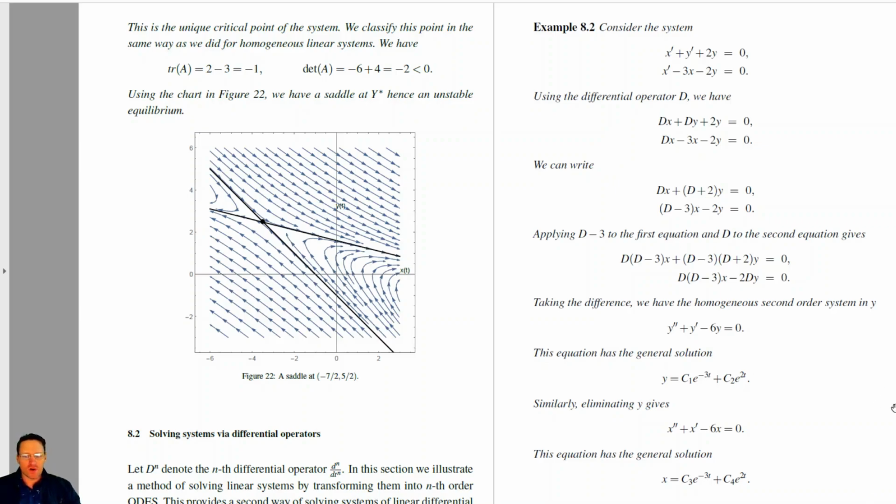Okay, so a similar process, eliminating y up here, will give us an equation in x. Similarly, we expand it out and replace the D²x with x'' and the Dx with x' and so on. And we have an identical looking homogeneous second order equation. The solution to that looks very much the same. x is equal to c3, don't use the same constants, e^(-3t) plus c4 e^(2t).